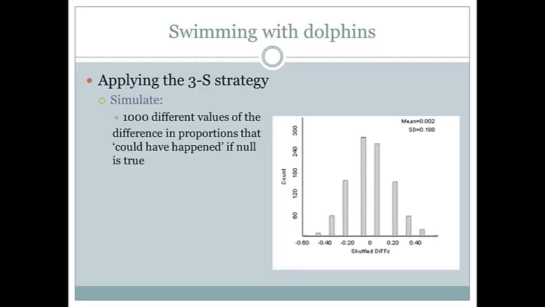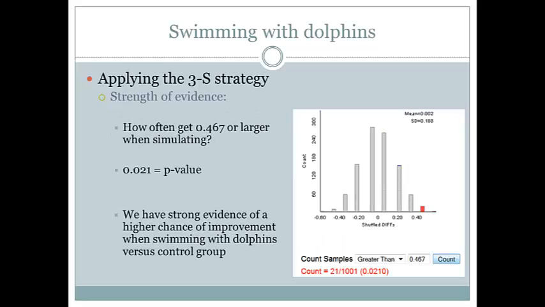Of course, just by chance, you will see differences in proportions, and this graph represents that values between 0.4 and negative 0.4 occur fairly frequently just by chance. To evaluate the strength of evidence, we can say, well, how often did we get a value like the one we had in our study just by chance? In this case, we can see that 0.467, which was the difference in the group proportions in the Swimming with Dolphins study, rarely happens by chance.